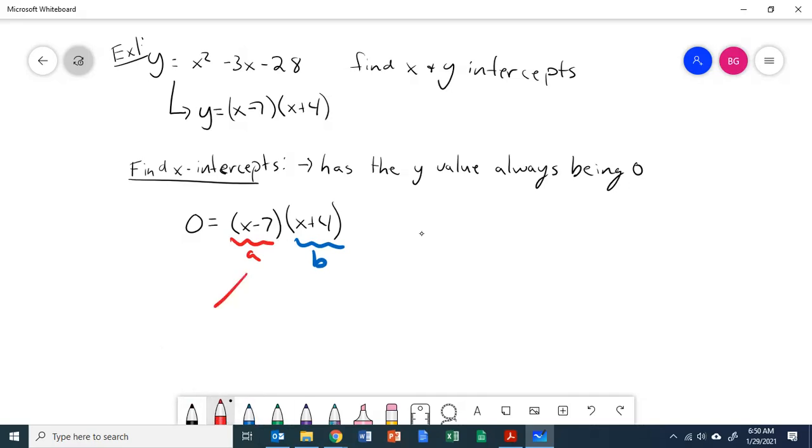Okay, so first we're going to say x minus 7 equals 0. And then the other one's going to be x plus 4 equals 0. Like we said, only one of them has to be a 0.